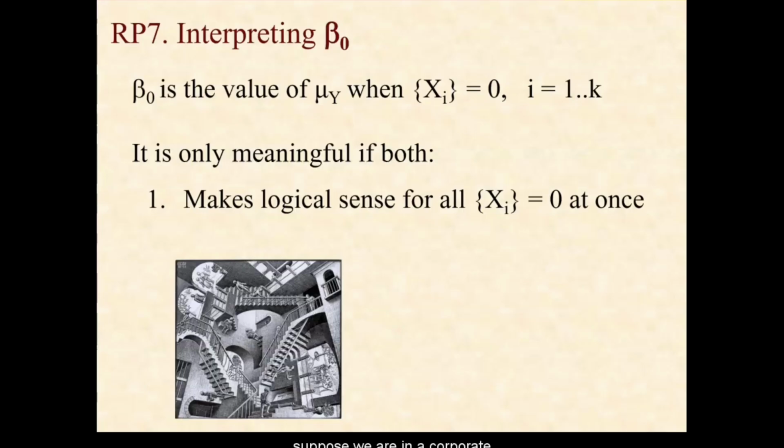For example, suppose we are in a corporate setting and one of the predictors x in our model is the age of the employee. It would not make sense for x equals 0. No company is hiring newborns. For a model with age as a predictor, the beta naught for the model would have no real-world interpretation in this setting.